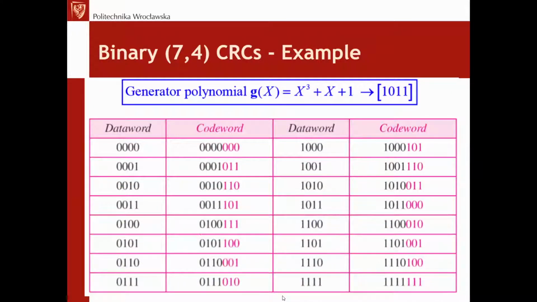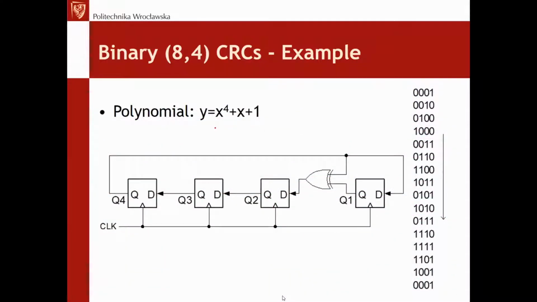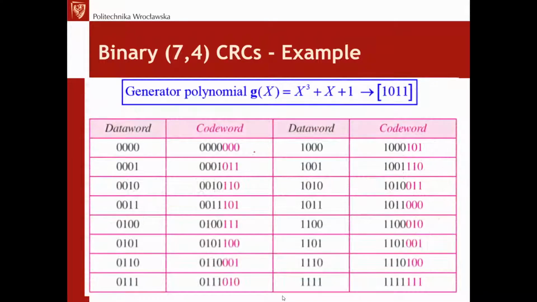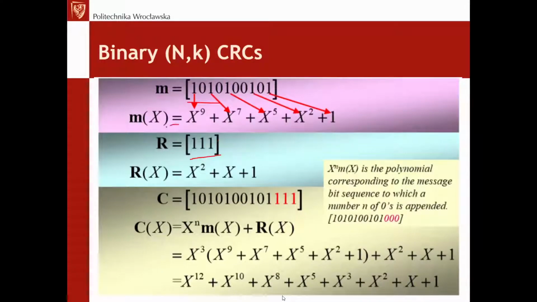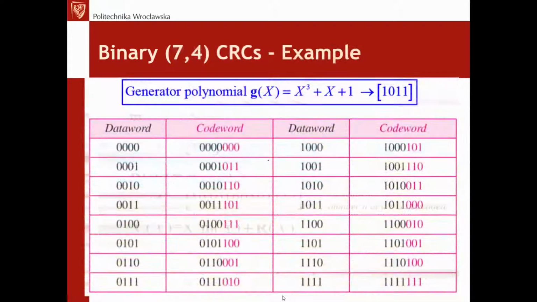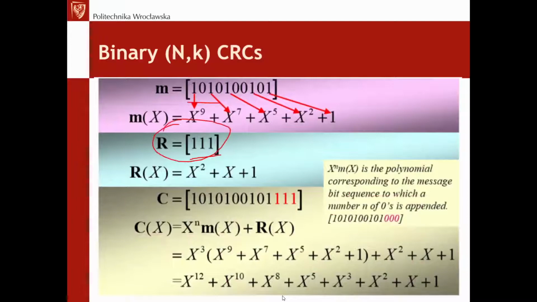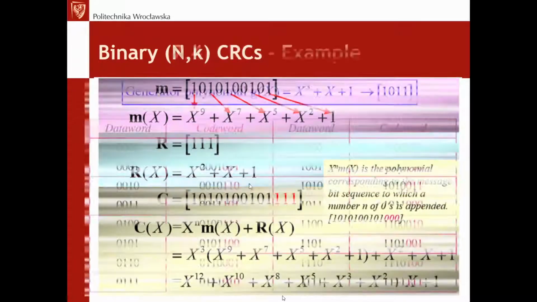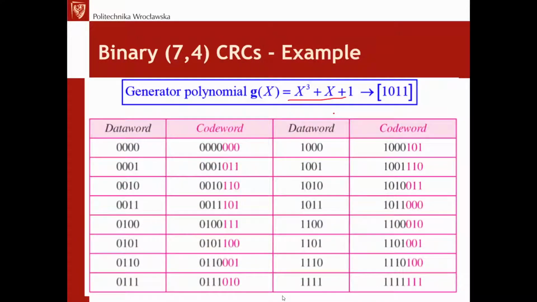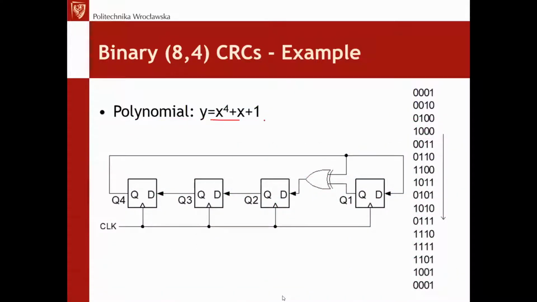But how do we generate the polynomial? How do we generate this remnant? Actually, that's interesting. We are formally dividing our message by the generator polynomial. Division is done in a special logic structure.